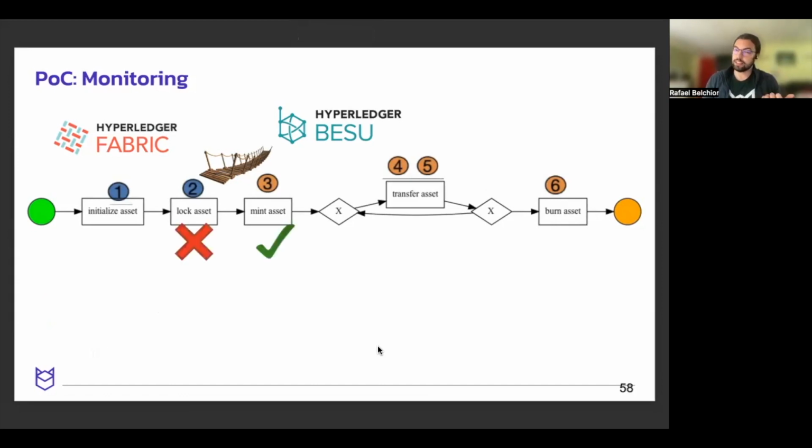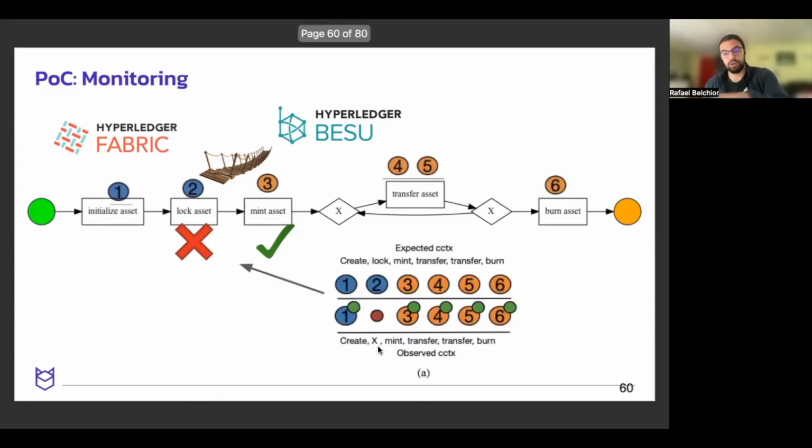In a case where we did not have a lock, but we had a mint, it means that our cross-chain model has been violated. The transactions we are seeing incoming do not match the model represented in this diagram. So instead of having 1, 2, 3, we have 1, 3, meaning that there is a step that is skipped.